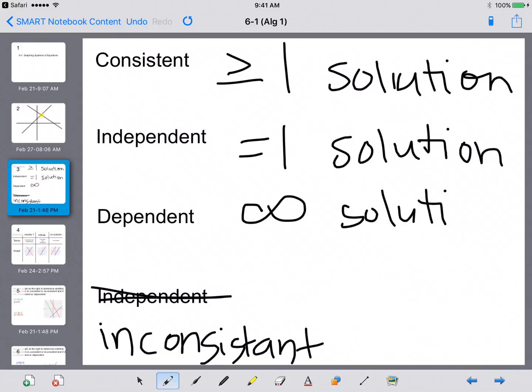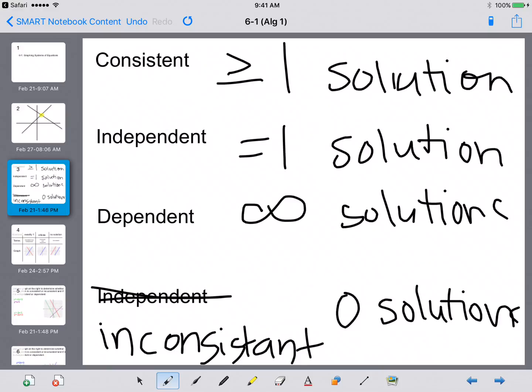So basically if the lines are exactly the same. And then it is inconsistent if it has zero solutions. So if they never cross each other, they're inconsistent. So that means they have the same slope.